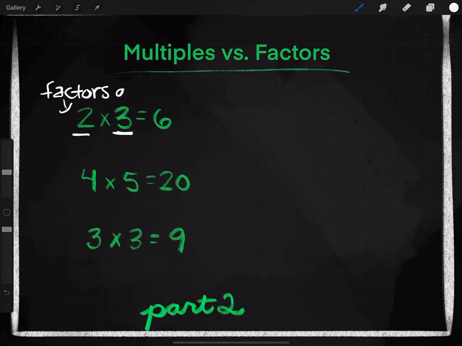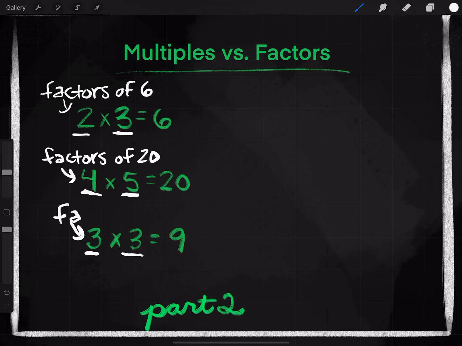as we've been talking about. 4 and 5 are factors of 20, because you can multiply them times a whole number and you'll end up with 20. 3 and 3, factors of 9.